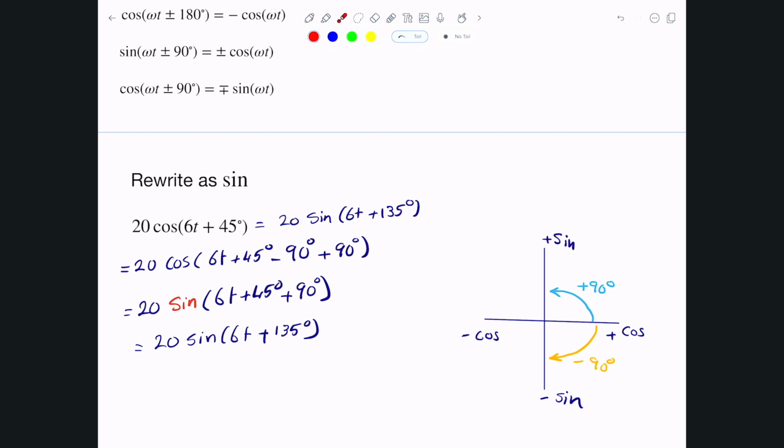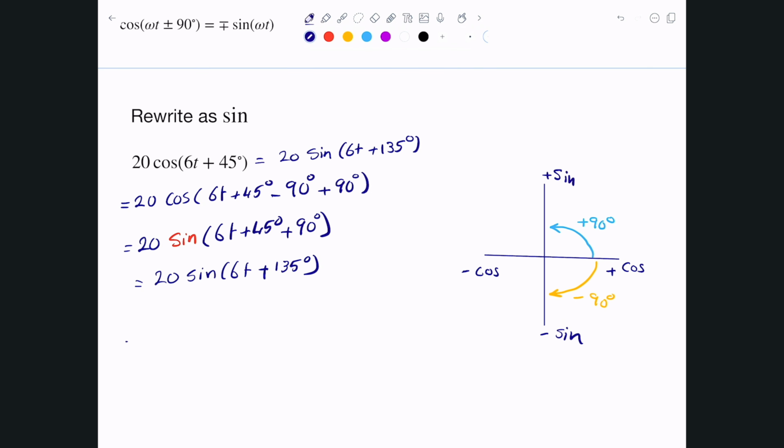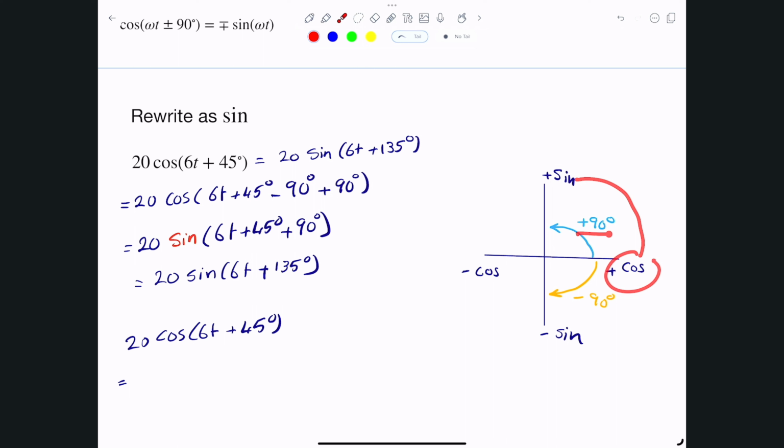So how is this useful? Well, I'll be translating using that diagram. Let me show you how we can do that. I'm going to rewrite 20 cos(6t + 45 degrees). I'm at the cosine, and to move to the sine I need to add 90 degrees. So I move it to 20 sin(6t + 45 degrees), and now I add the 90 degrees. And this is exactly what we ended up with here.